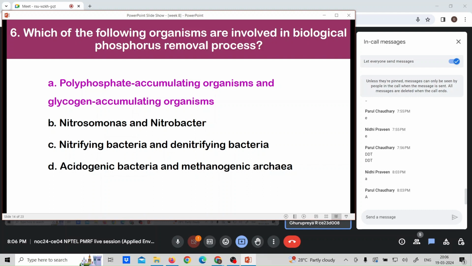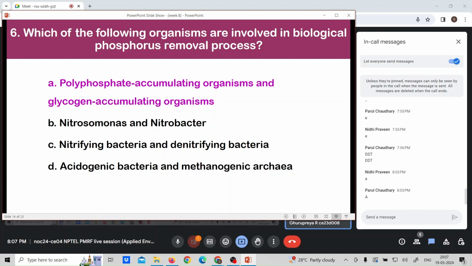Okay, let me tell you. Nitrosomonas and nitrobacter are used in the process of nitrification. In nitrification, when you have ammonium in your water, it is first converted into nitrite. Nitrosomonas aids this conversion of ammonium into nitrite, and this nitrite is further oxidized to nitrate, and this conversion is aided by nitrobacter. So that's the role of nitrosomonas and nitrobacter.